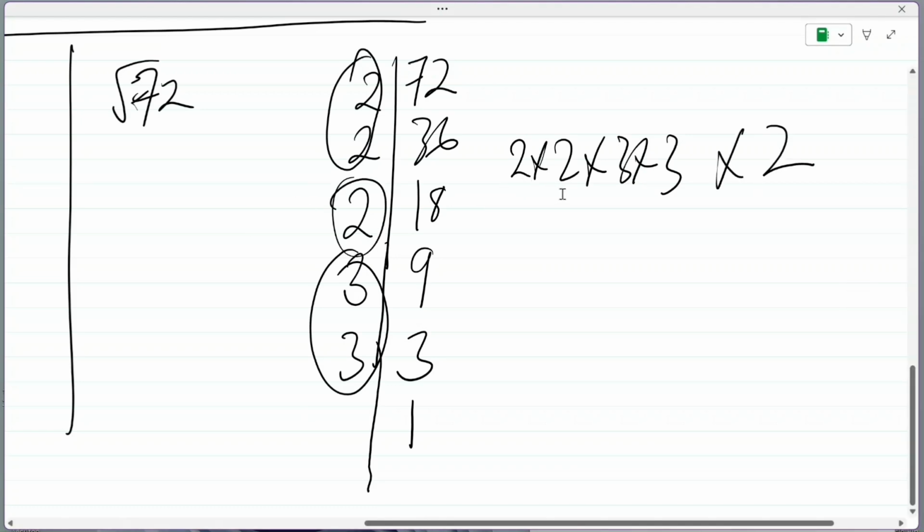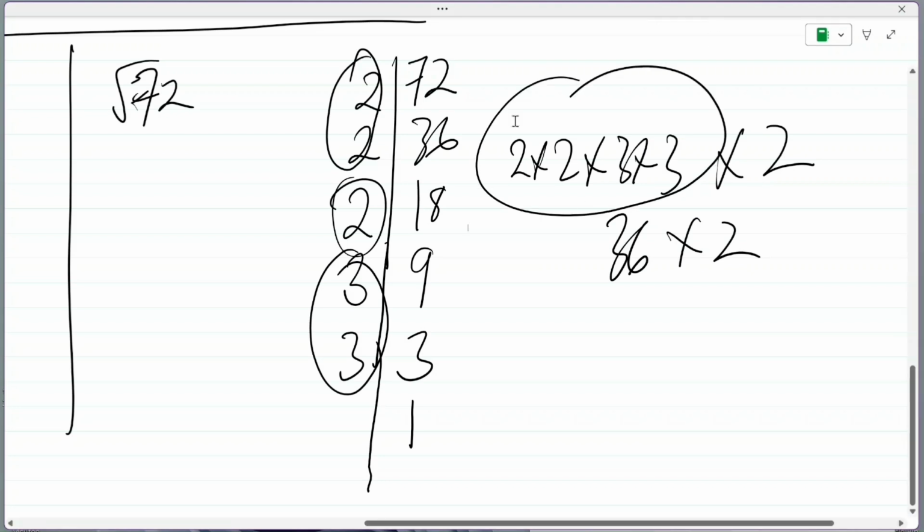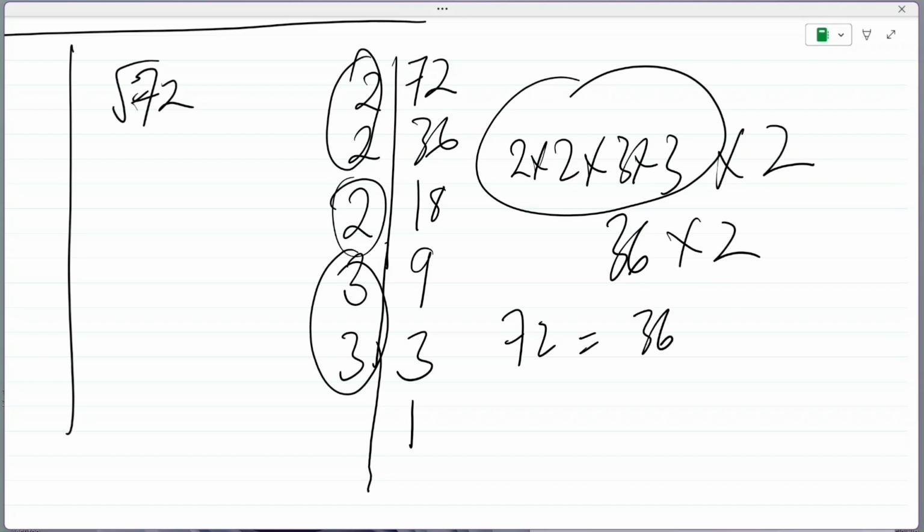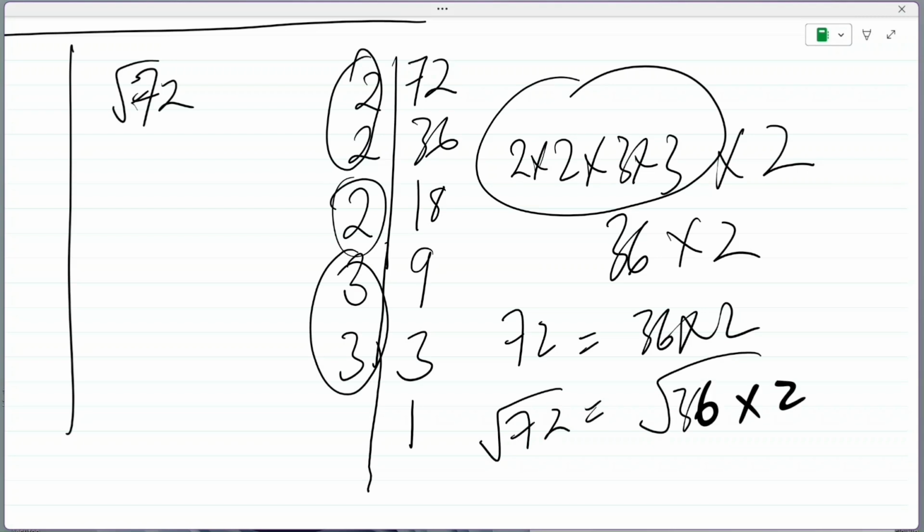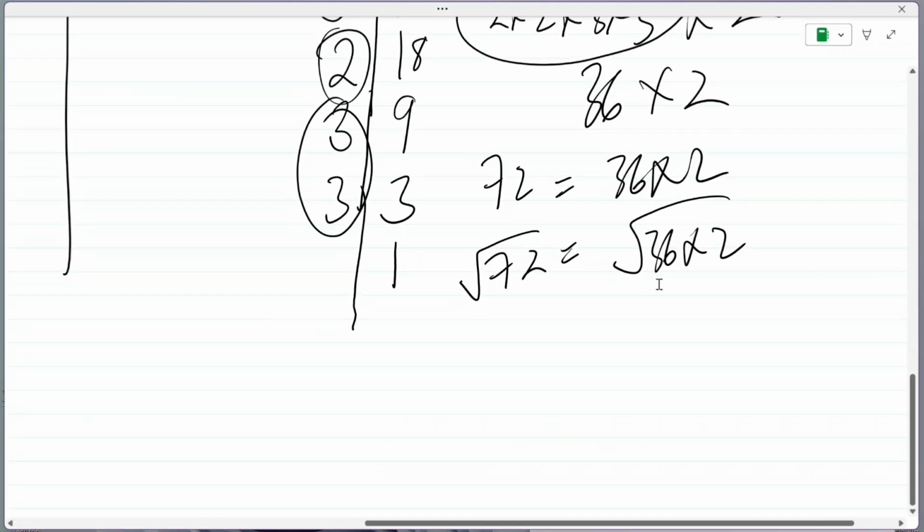Then you do 2 times 2 for 4, times 3, that's 12. 12 times 3, that's 36. You have this as 36 times 2. This forms the perfect square, and this is the imperfect square. So you have 72 as 36 times 2. Therefore, square root of 72 is square root of 36 times 2, to its best form.